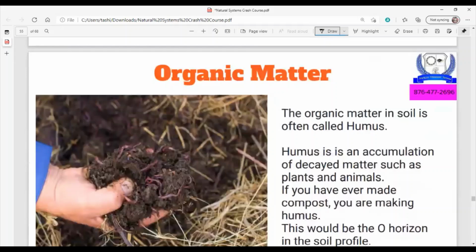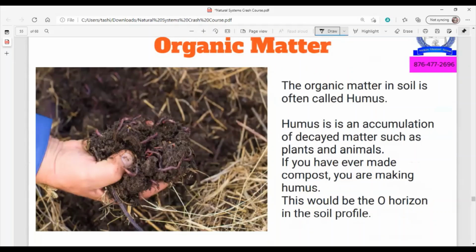Let us talk about organic matter. Organic matter in the soil is called the humus. This would have been the O horizon in the soil. So this is the top section. This is the section that you and I would actually see. It is an accumulation of decayed matter, such as plants and animals. So when we say we're doing composting, if we're putting all of our kitchen scraps together, etc., and then we put in some soil there, and then it gets wet, and eventually when you go back, it's all deteriorated. You're basically making humus, which would have been the organic matter and the top layer of your soil profile.